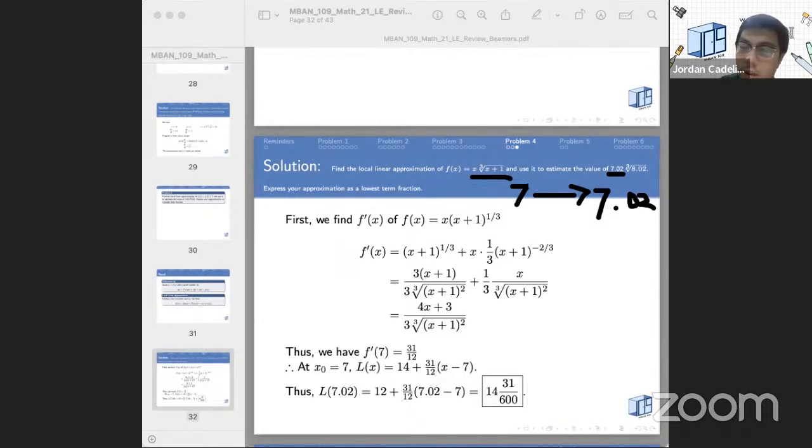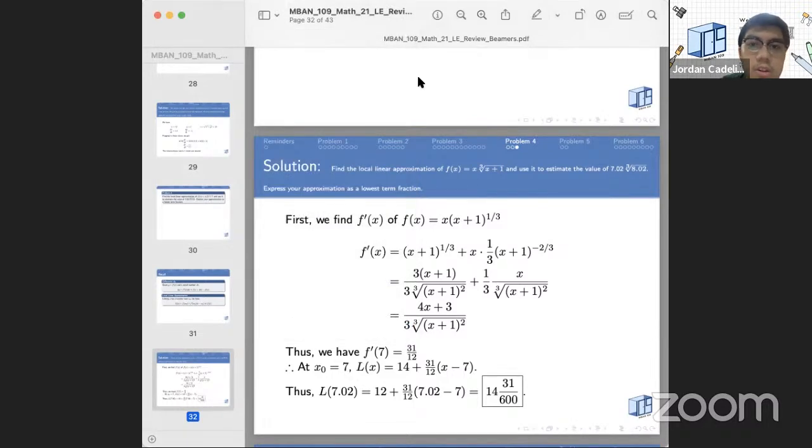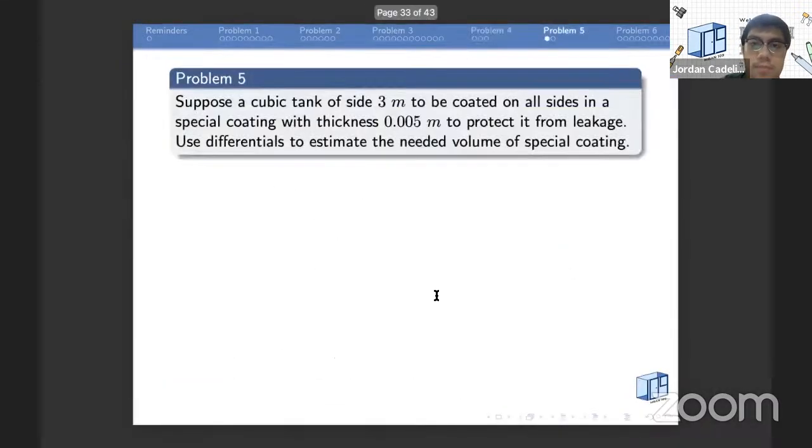Okay, so kung wala nang tanong, let me proceed ngayon with problem number 5. Let me full screen lang itong slideshow. Okay. So problem number 5.